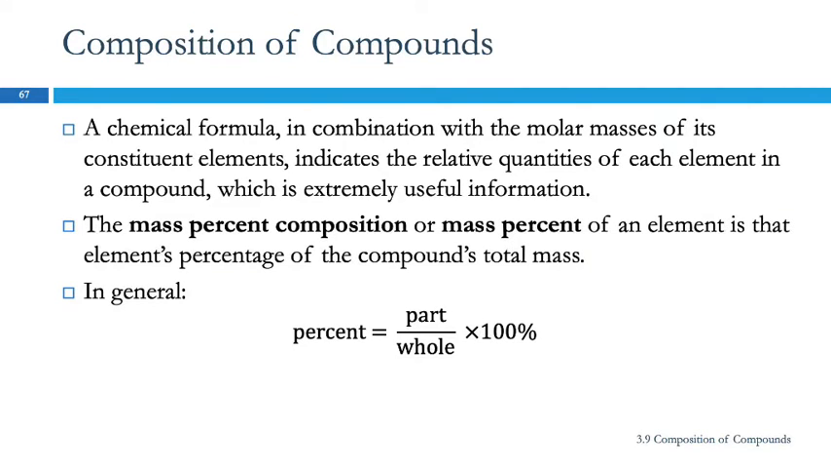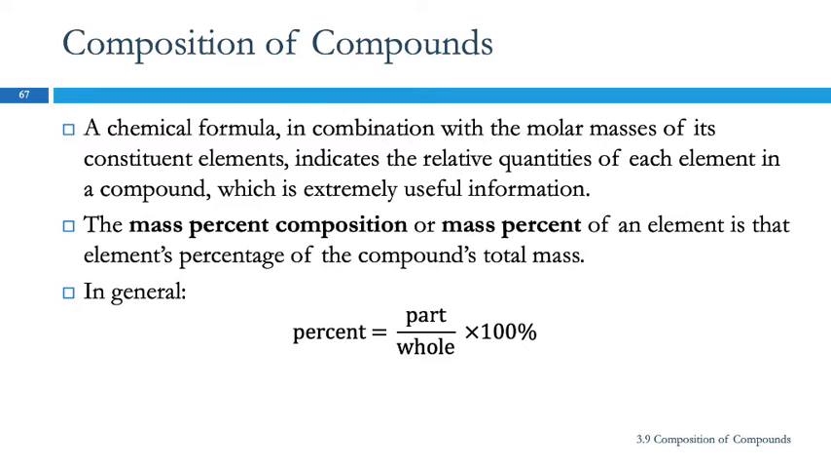Chemical formulas contain a lot of information that's very useful. They give us relative quantities of each element in a compound, and that can be expressed in different ways. One way is mass percent composition, or sometimes just called mass percent for short. And this is the percentage of mass that is a single element out of the whole compound's mass.